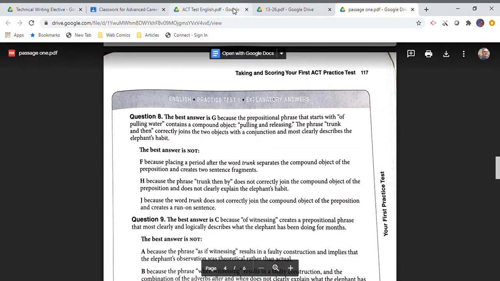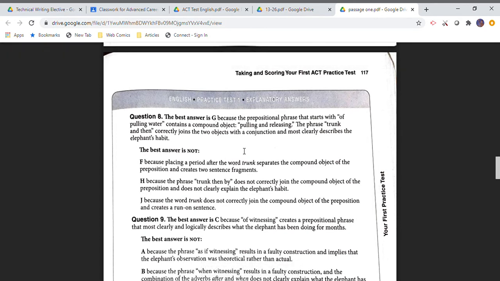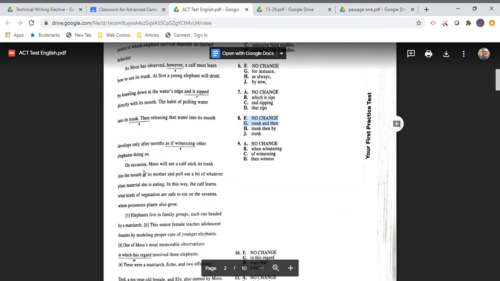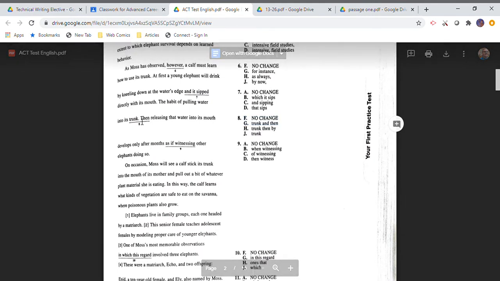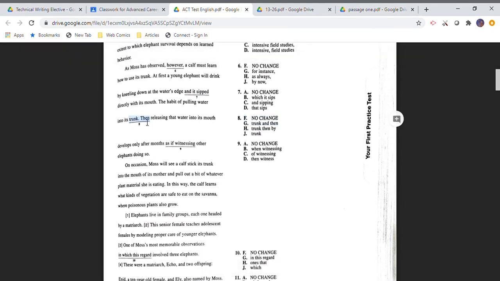"Trunk and then." Because the prepositional phrase starts with "of pulling water," pulling and releasing, the phrase "trunk and then" correctly joins the 2 objects with a conjunction, which most clearly describes the elephant's habit. Right, so we definitely didn't need to separate it into 2 sentences.